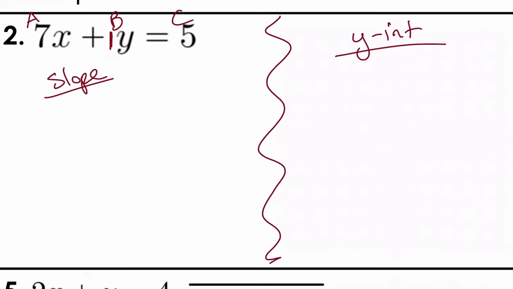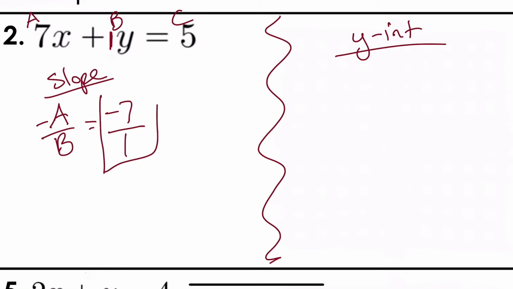All right, so let's talk about the slope now. We have opposite A over B. All right, so opposite A, let's see, our A is 7. I want the opposite of 7, so it's going to be negative 7. Over our B, we just said that was 1. So that is what's going to go here. Okay, this can't be reduced, so we're going to leave it the way it is and be done with that. This is our slope, negative 7 over 1.